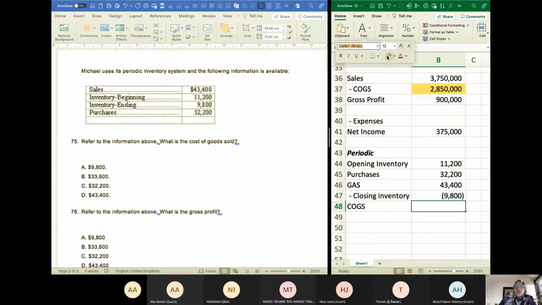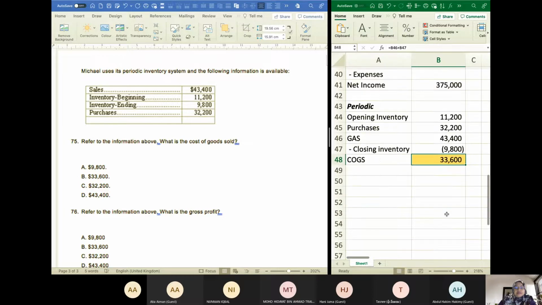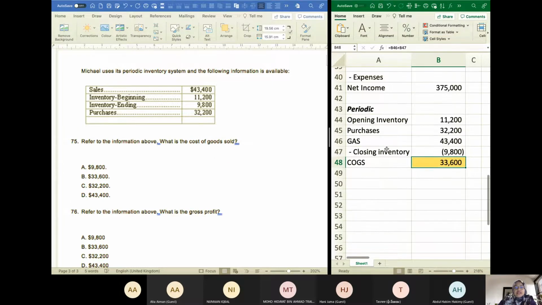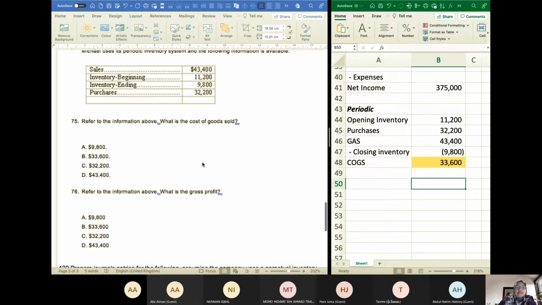So that's how you compute your COGS. So your COGS will be 33,600. Given the information, you just plug it in in order to compute your COGS. Again, for periodic, opening inventory plus your purchases, you will get your goods available for sale, and minus your closing inventory, then this is your goods sold during the year. So can you get the answer, 33,600?